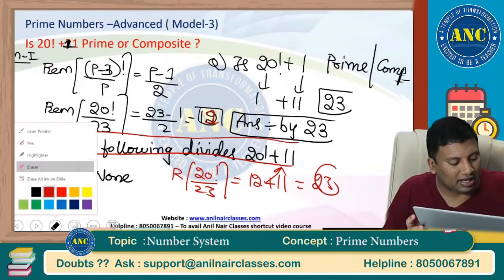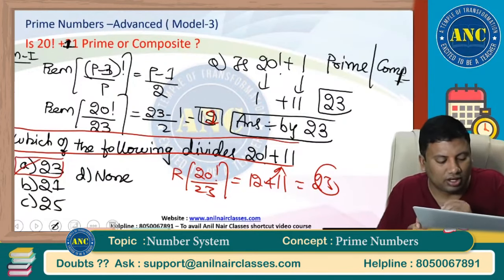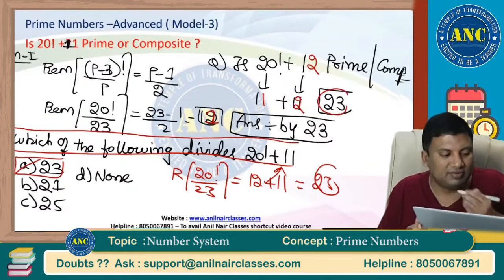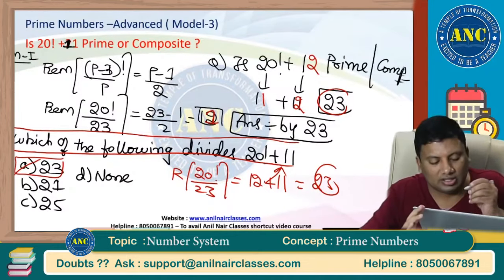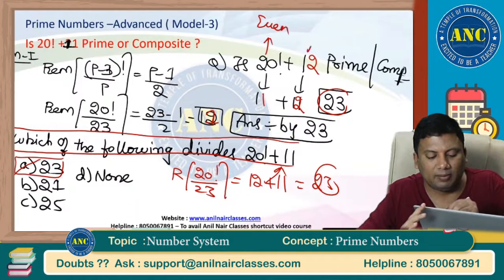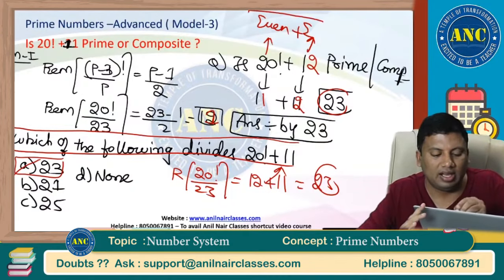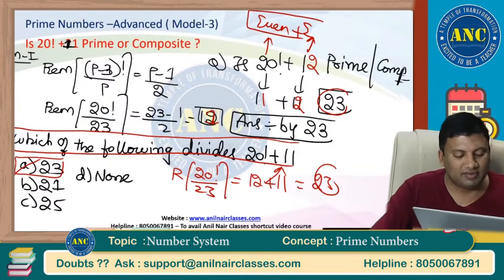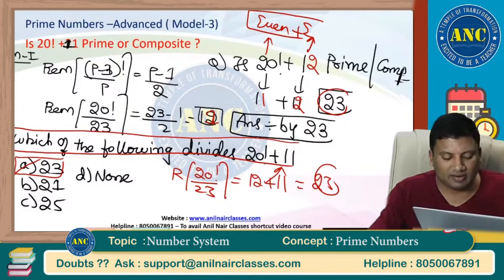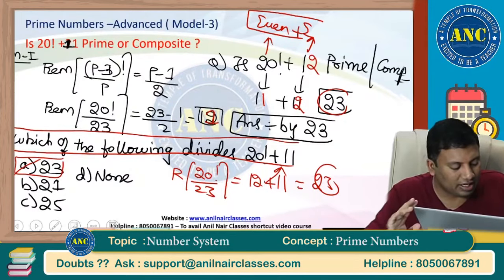I hope you understood what is going on in my mind. This is 12, and this is nothing but 11. 11 plus 12, the answer is divisible. You don't need to do all this. 20 factorial is an even number. 12 is an even number. Even plus even is even. The answer will be divisible by even. Please make a note of it.